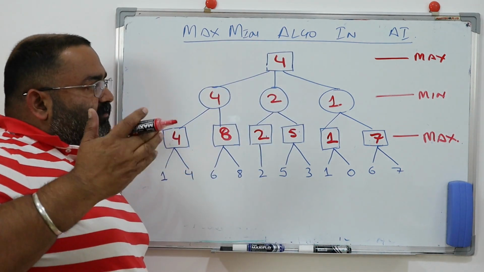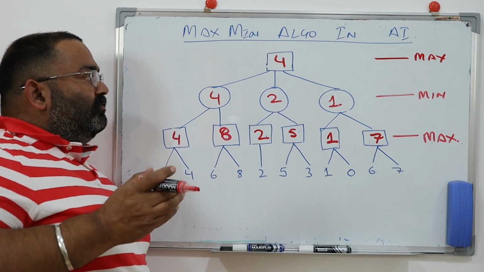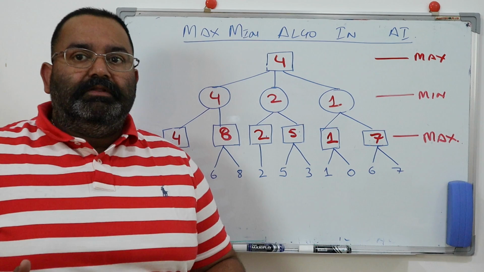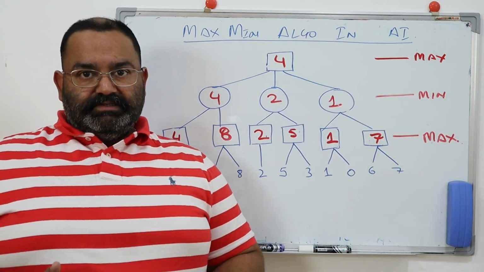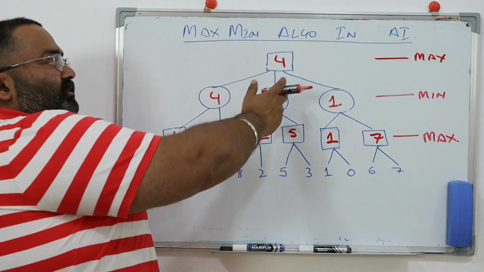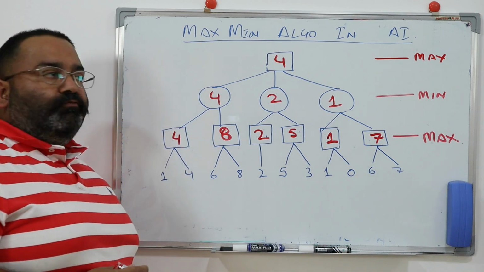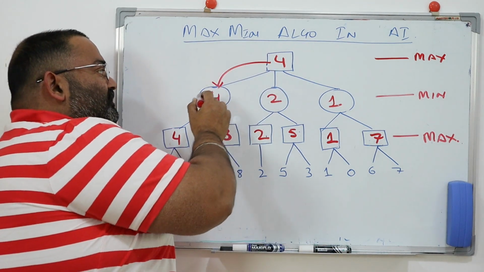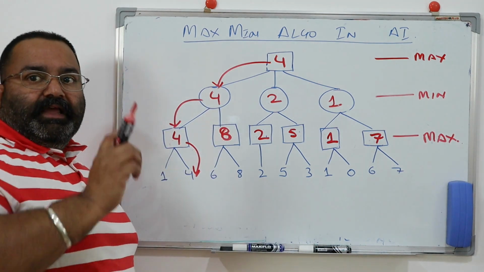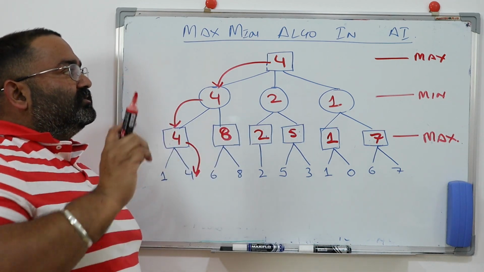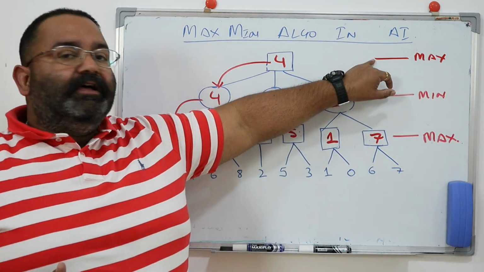Now what we get is a Maxmin tree in game theory. Okay. Now here we find the optimal path. What path Max should follow so that he can maximize his chances of winning. Okay. So his path will be all the nodes which have value 4. That is this, then from here this. So this is the path in which there are maximum chances of Max winning the game.